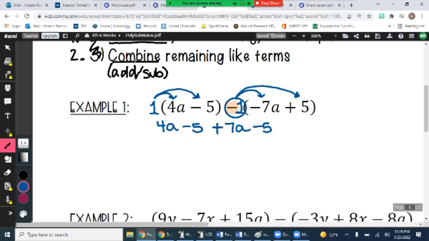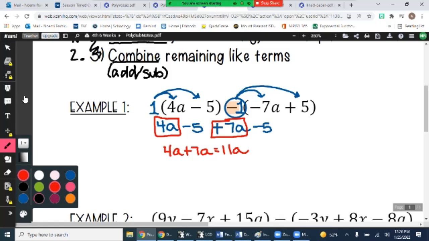Because if it's a plus sign, nothing changes. But if it's a minus sign, it's going to change the sign on every term in the second group. It doesn't change anything in the first, but it does change the second group. Now let's group these together and combine. What can I combine with 4a? 7a. And now am I adding or am I subtracting that 7a? Adding. 4a plus 7a gives me 11a.